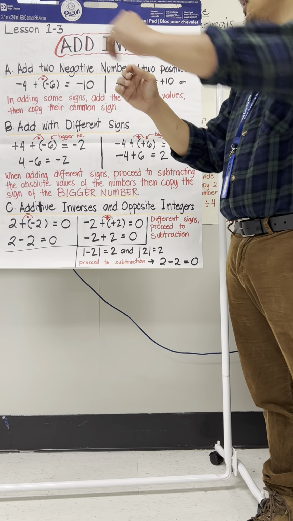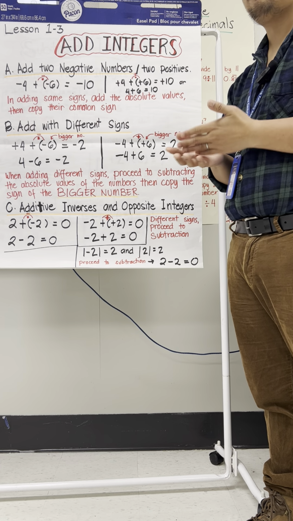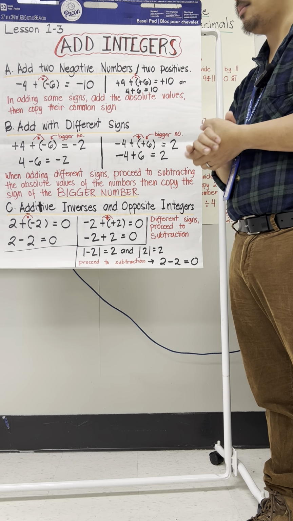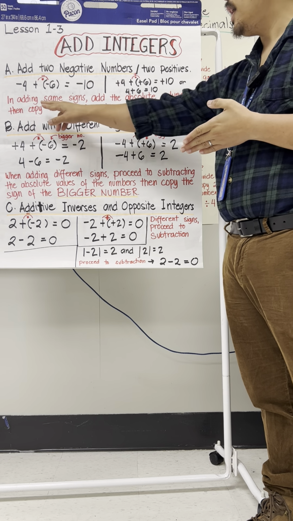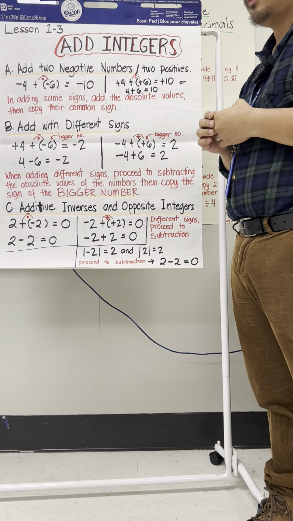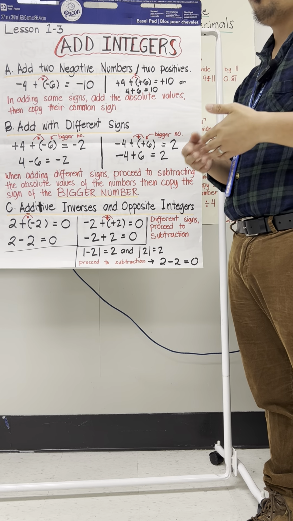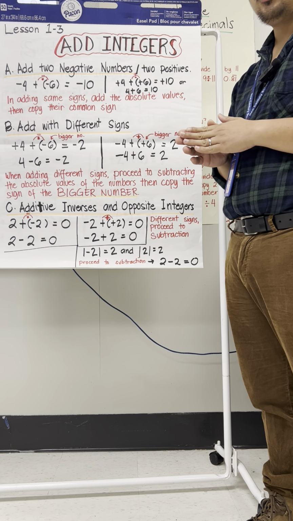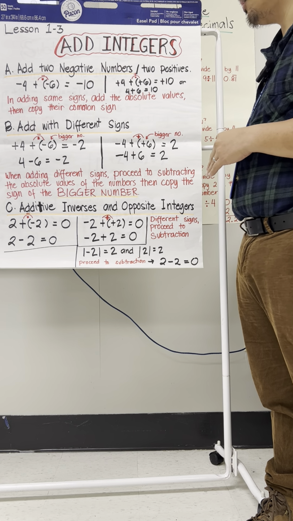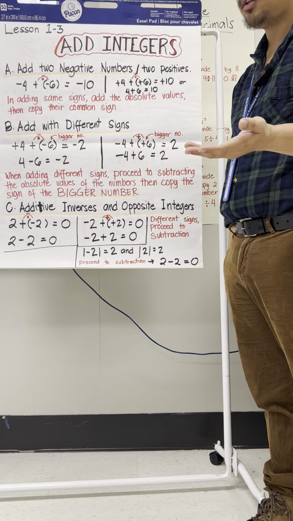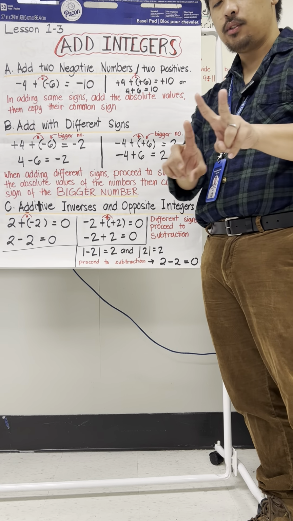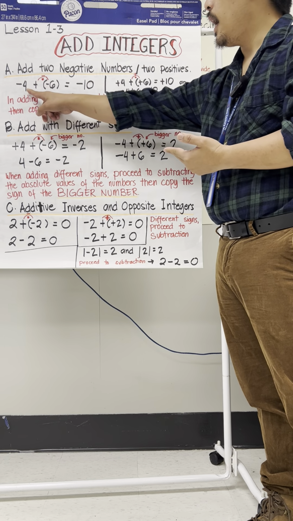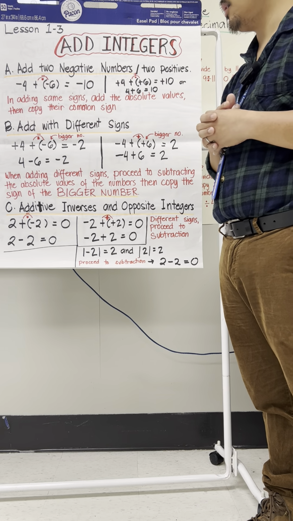We'll go first with adding two negative numbers or two positive numbers. Now, one thing to remember is when we add same signs, negatives or positives, what we need to do is we add the absolute values and then we copy their common sign. For example, we have two negatives, -4 and a -6 added together and combined.